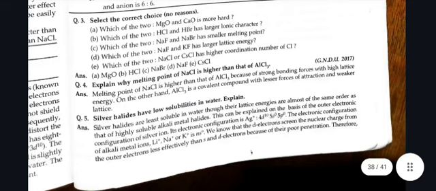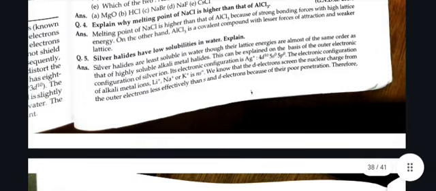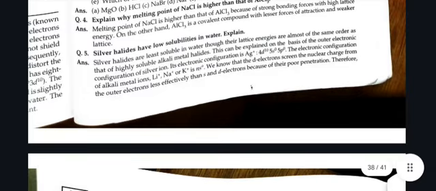Silver halides have low solubility in water. Explain. Silver halides are least soluble in water, though their lattice energies are almost of the same order as that of highly soluble alkali metal halides. This can be explained on the basis of the outer electronic configuration of silver ion. Its electronic configuration is Ag+ 4d10 5s0 5p0.